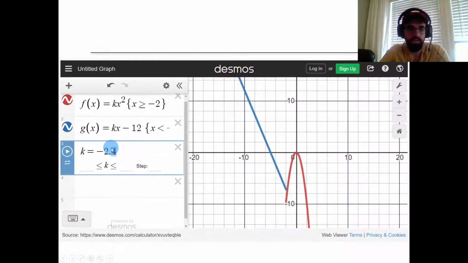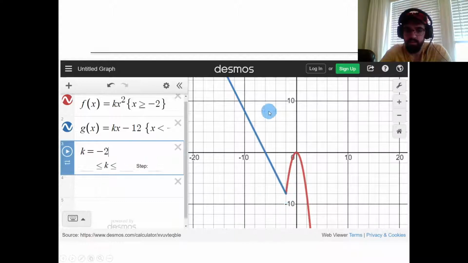Oh, come on, cursor. There you go. We know the answer is k is negative 2. So if I just type in negative 2, I see that my left bound and my right bound both meet up. And so we now have, if k is negative 2, then our graph is continuous over the whole function, which is fun.